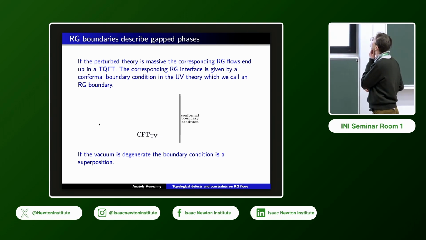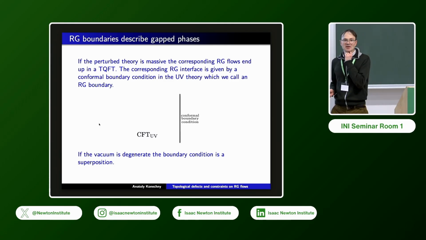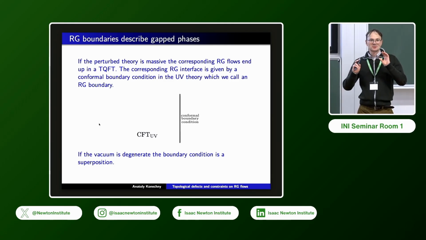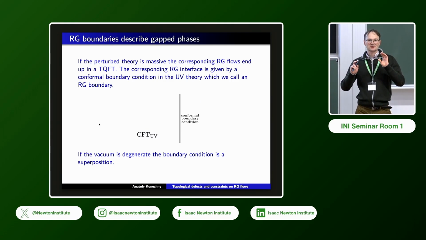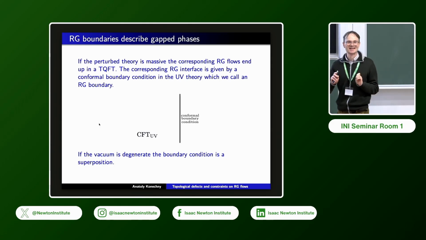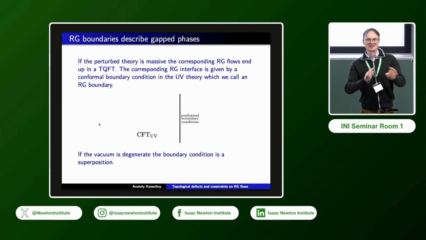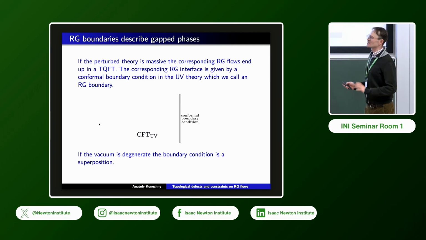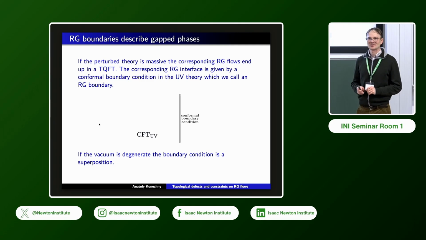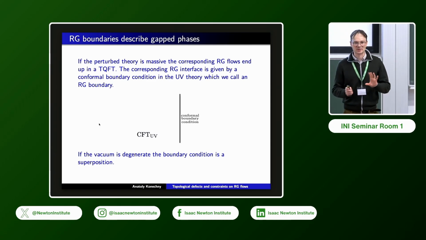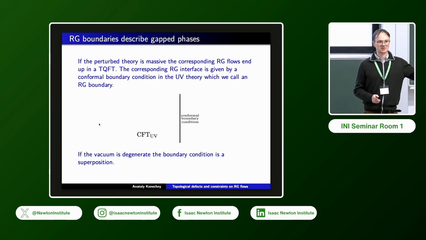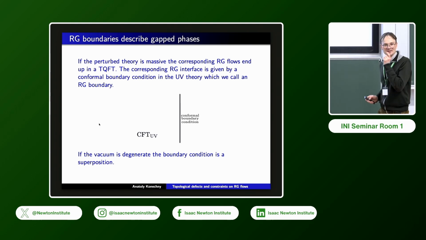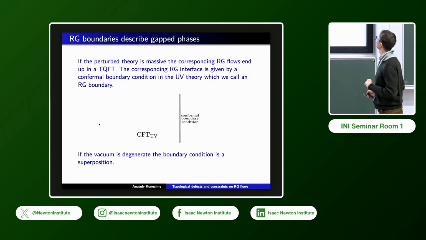So these RG boundaries describe gapped phases. I think this is probably almost trivial to some people. I'm looking at Frank, who is usually one of those people, but I've heard many questions at other conferences, where some people get puzzled about why massive phases can be described by conformal boundary conditions. So that's my best explanation, but apologies if someone thinks this is just a triviality.